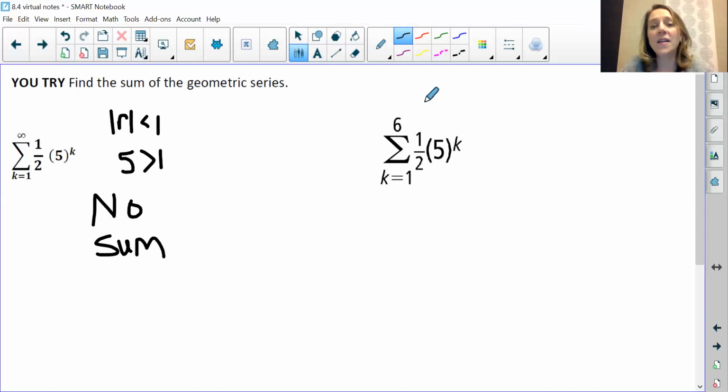All right, let's try this one. Well, this is geometric and the rate is more than 1, but I'm not going to say no sum because this isn't an infinite sum. This doesn't have the infinity symbol like the previous one. This one says 6. So that means this isn't going to be the infinite sum formula. Instead, this is going to be the S sub n formula when we have the number of terms being 6. So what I'm going to do is I'm going to use that formula.